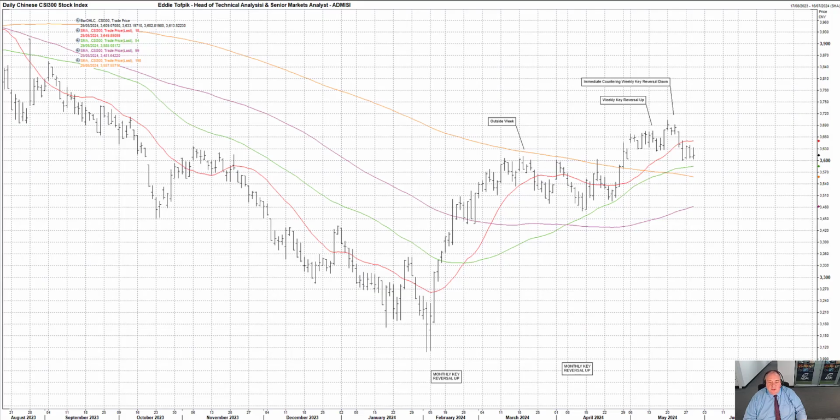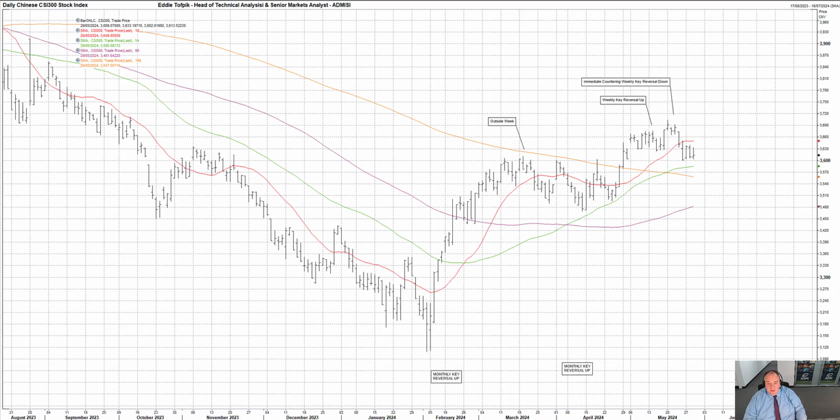Okay, so I'd now like to look at the first of two groupings of weekly patterns, and these were in, one way or another, the Chinese stock markets. I'll start with the Chinese CSI 300 stock index. You may remember that 2 weeks ago this index had a weekly key reversal up, the only one in the Chinese indexes to do so.